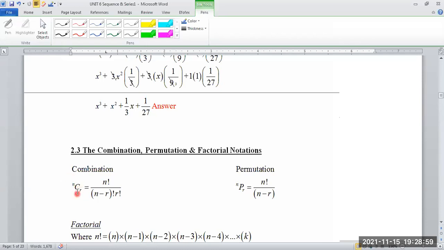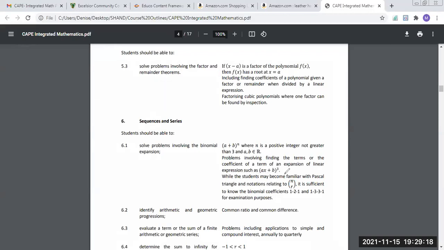See here, nCr. I'm going to show you the nCr because I did say to you, they said that we can just give you the Pascal's. I want to make sure that you are with me. I can just give you the Pascal's, but I said, no, I'm going to give you all the methods, and then you can choose which one you're most comfortable with. It says, while students may become familiar with Pascal's triangle and notations relating to nCr, which is n choose r, it is sufficient to know the binomial expansion 1 2 1 and 1 3 3 1 for examination purposes. So I'm showing the Pascal's. Everybody likes Pascal's, it is easy. But I still want to show you the combination notation. I'm going to show you this method also, and then you can choose.